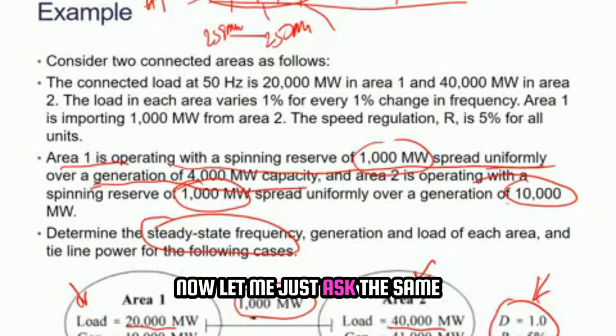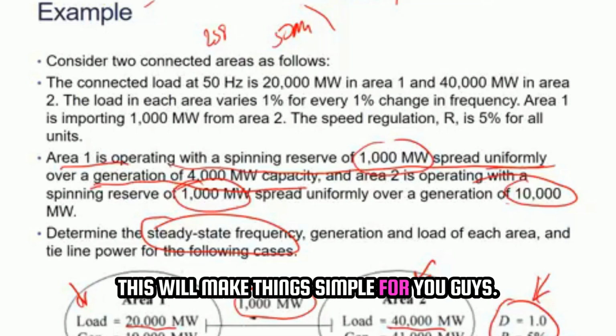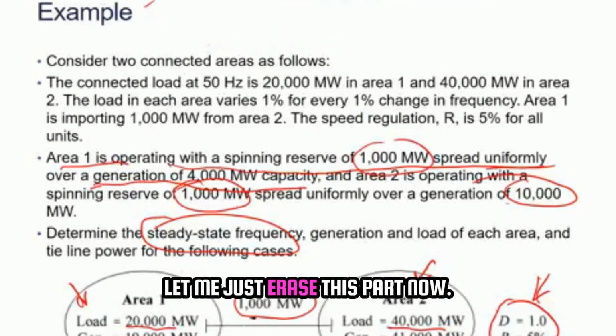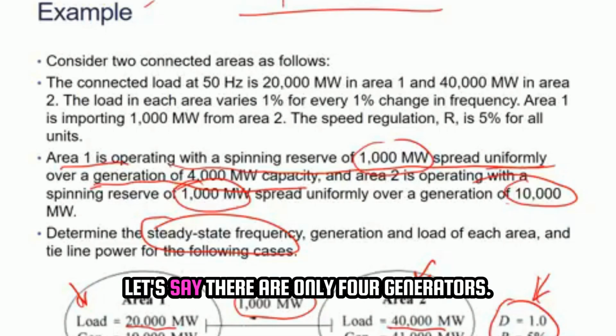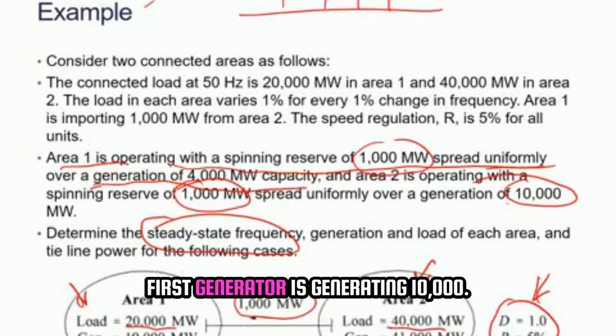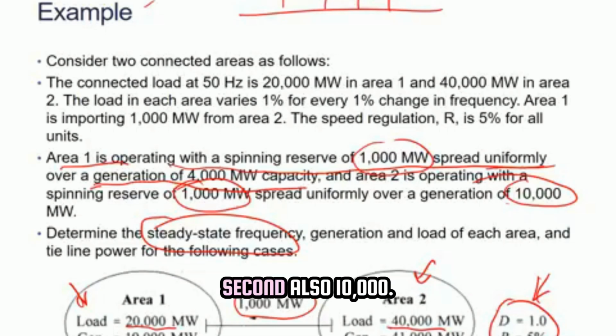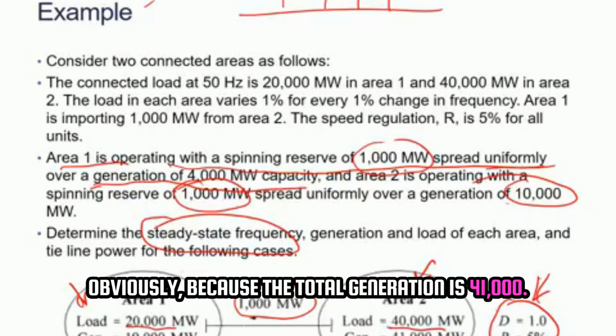Now let me just ask the same question for area 2 also. This will make things simple for you guys. Let me just erase this part. Now I'm changing the question here. In area 2 there is total 41,000 generation. Let's say there are only four generators. First generator is generating 10,000, second also 10,000, third also 10,000, fourth is generating 11,000, obviously because the total generation is 41,000.